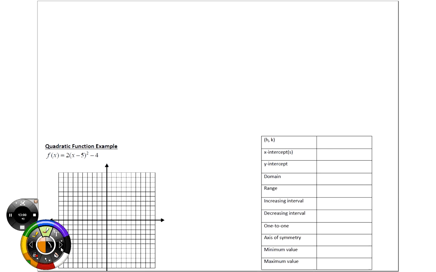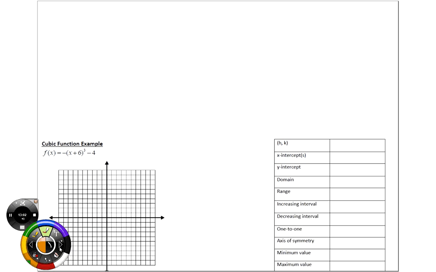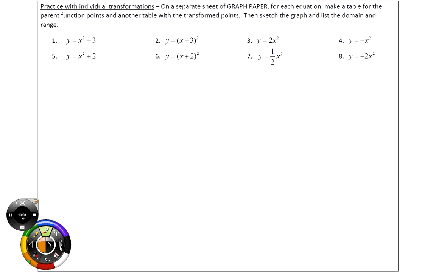Those of you that have the packet, it's after the graphs. It's on the homework page. And those of you that don't have the packet, this is tonight's homework, okay? So these 8 questions. What you're going to do is graph them, but for each one, you're going to make a table of the parent function and then a table for the transformation. Okay. So you just have it listed.